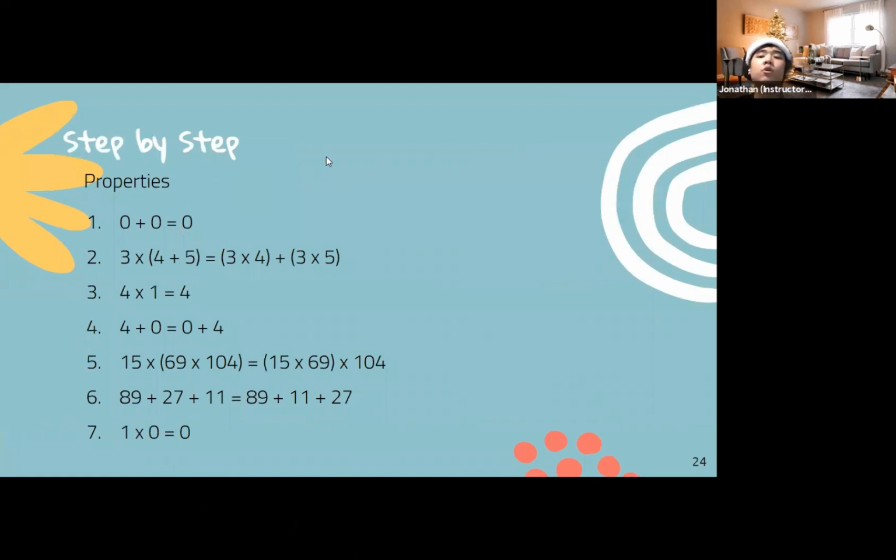So these are the properties. So what properties are they? Well, the first one is identity, because 0 plus anything is equal to itself. So let's say if I plug in 1, 1 plus 0 is equal to 1. 0 plus 0 is equal to 0. So it's the identity of addition.